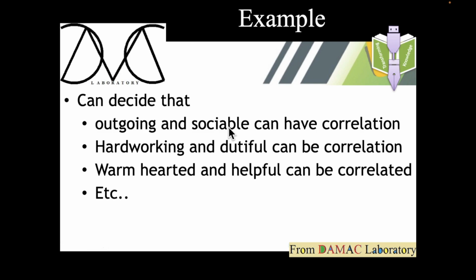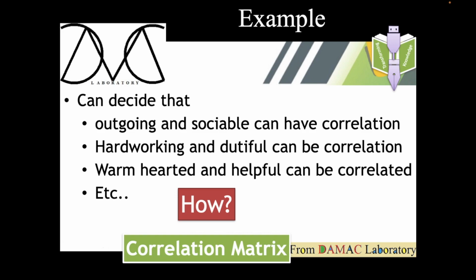There can be a correlation. Hardworking and dutiful can be a correlation. Warm-hearted and helpful can be a correlation. But how to find that out mathematically? If you have 100 variables, how can you find that out? And sometimes these columns do not have meaningful names, so how can you give meaningful names to them? There, actually, the correlation matrix can help you.